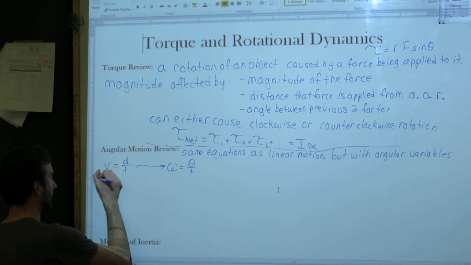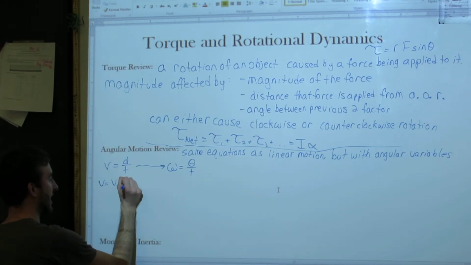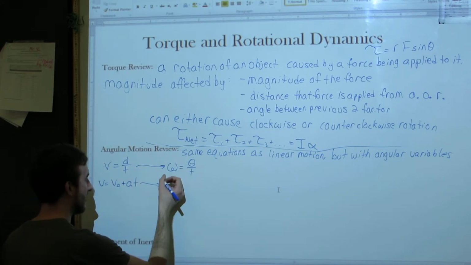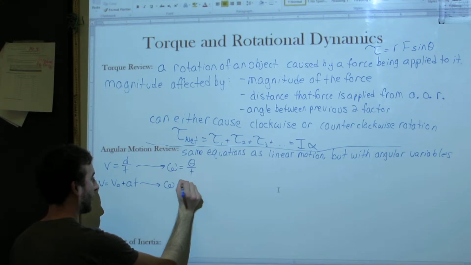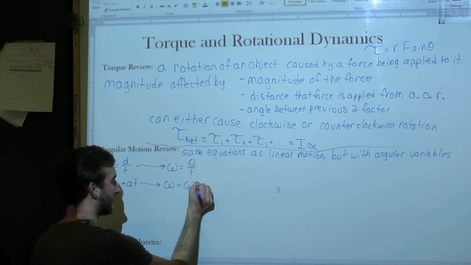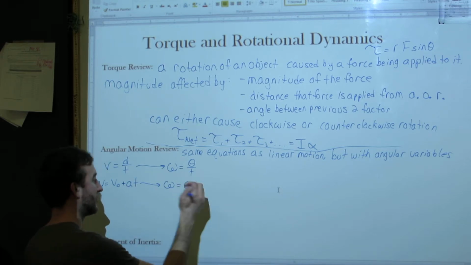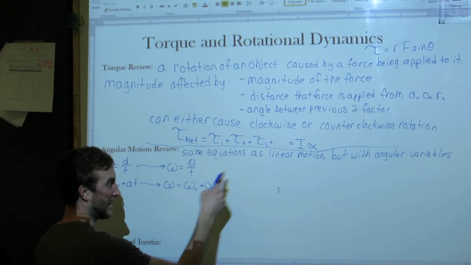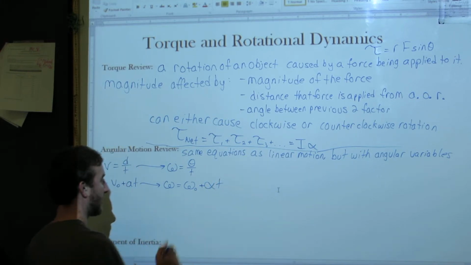We also have the first kinematic equation, v equals v naught plus at. We just translate it to angular variables. It works exactly the same. The final angular speed of something, the final speed something rotates, is equal to the initial speed that it rotates at, plus alpha, the angular acceleration, same as up there, multiplied by time.